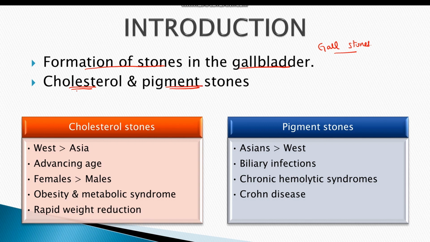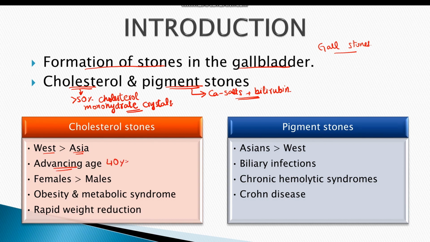The cholesterol stones are those stones that contain greater than 50% cholesterol monohydrate crystals as part of their composition, whereas the pigment stones are composed of calcium salts with unconjugated bilirubin. The cholesterol stones are more common in the Western countries than the Asian countries, and they appear in the advancing age, mostly after 40 years of age. They are more common in the females than the males, the reason being dominance of estrogen.